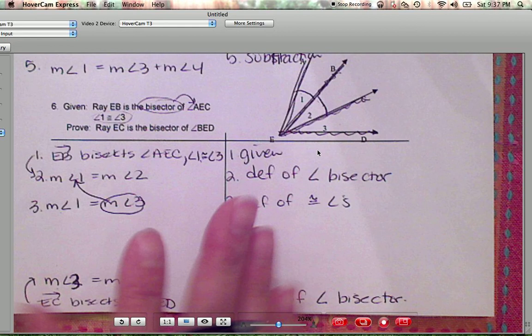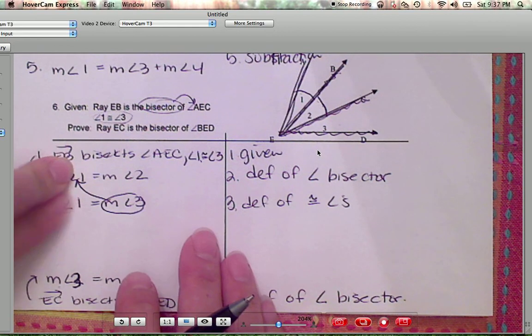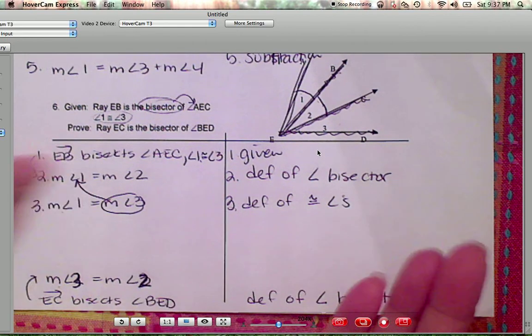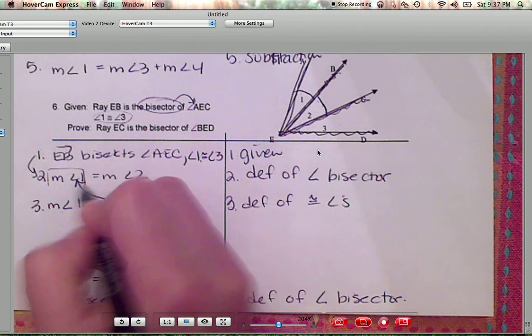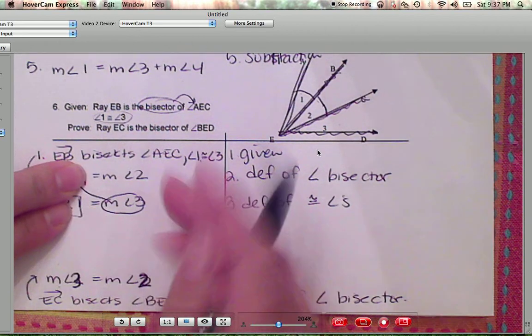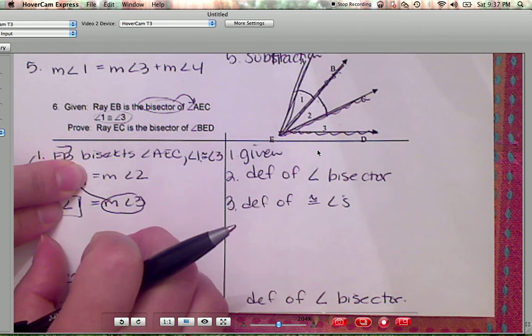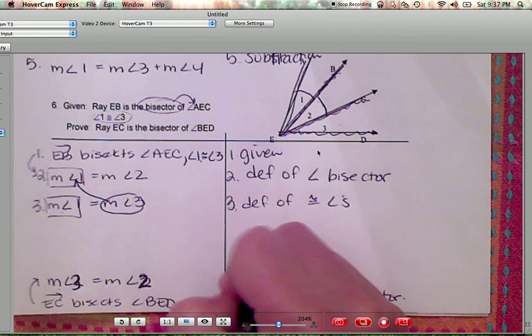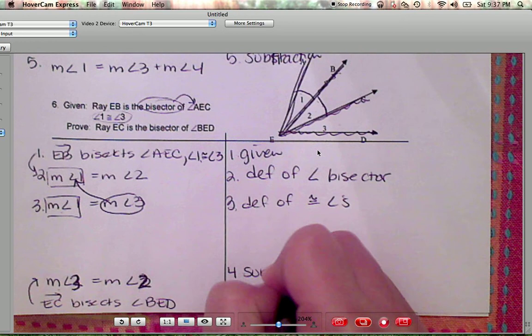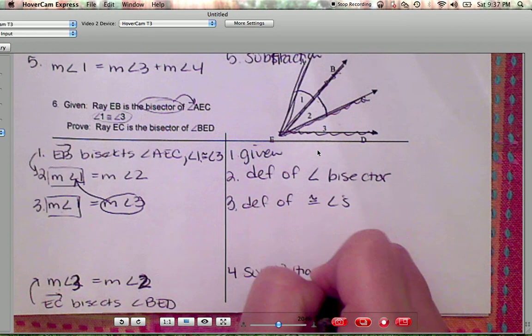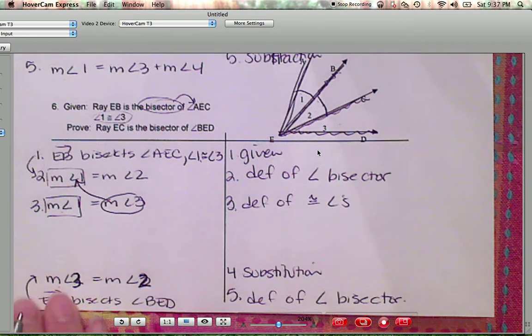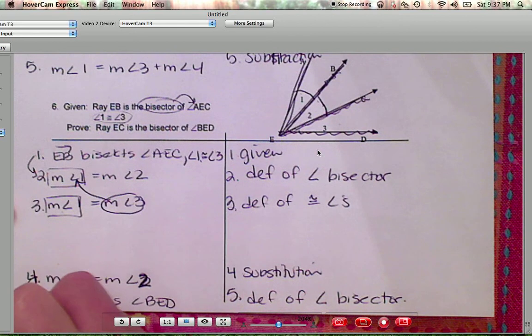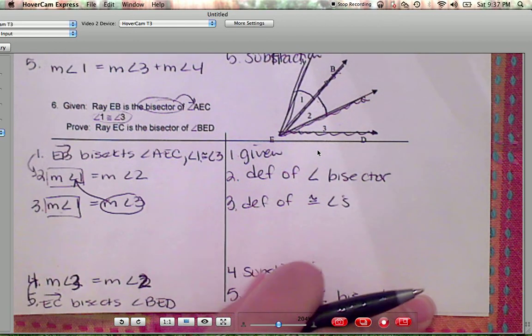The other way you can think about it is that angle 1 and angle 1 are the common link. That's the other way you can think of it. And you throw out the common link and you set these two guys equal to each other. Okay? So whatever makes more sense to you, but that means line 4 would be a substitution step, and line 5 would be your definition of angle bisector.